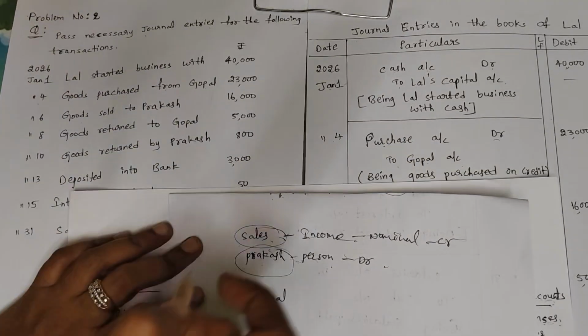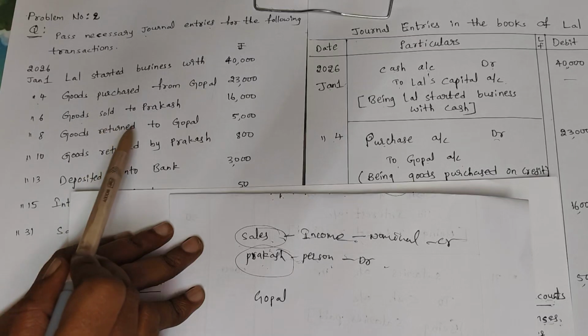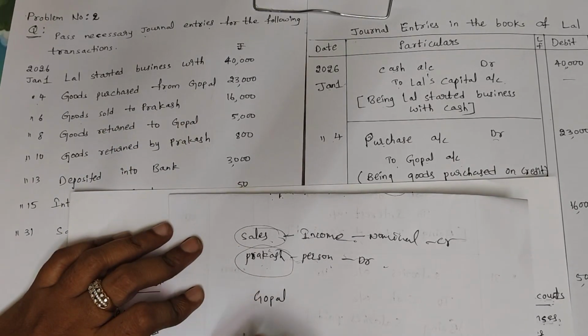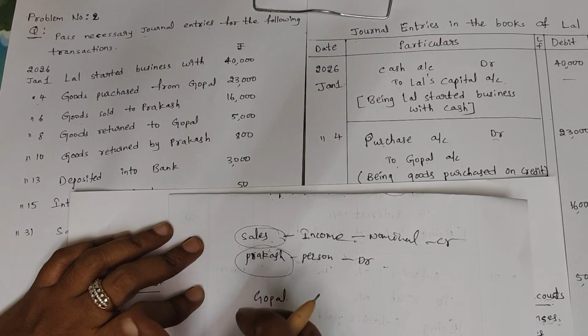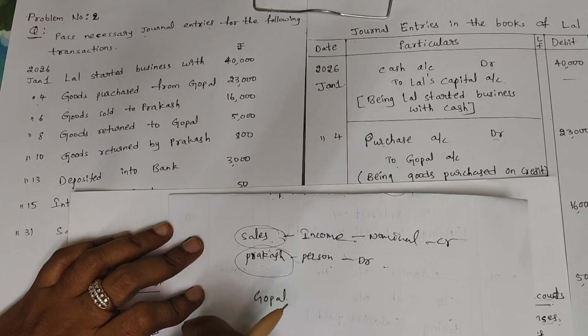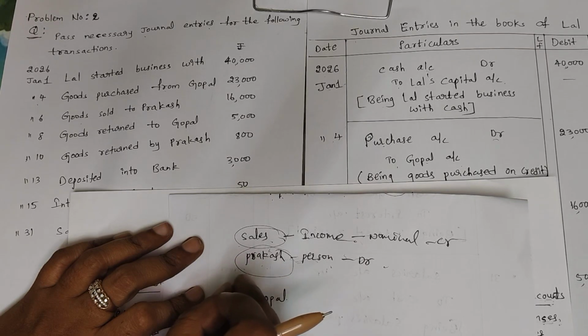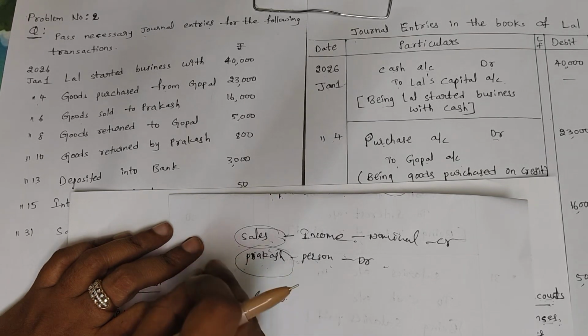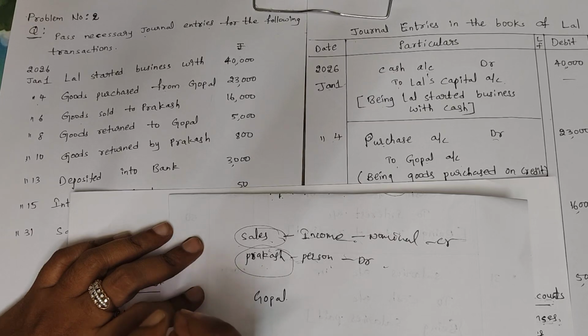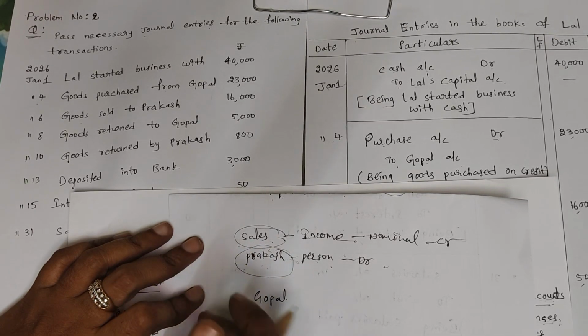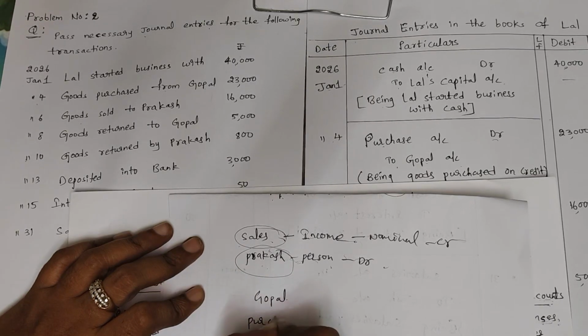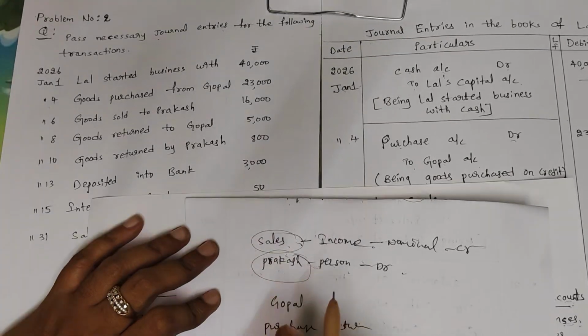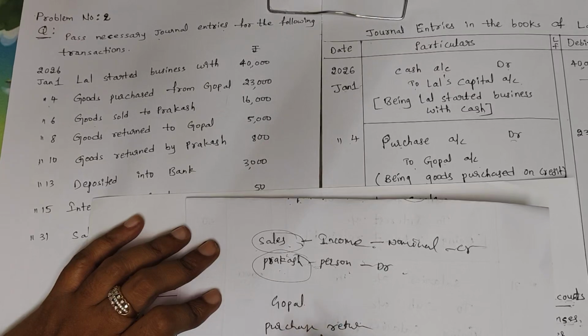Close that one. Here the next one is goods returned to Gopal. What are the two aspects in this transaction? One is Gopal, and the other one, we need to identify whether it is purchase return or sales return. So how to identify? If you purchase from Gopal only, you will return the goods to Gopal. That means if you have any damages from those purchases, you will return those goods to Gopal. So that is purchase return.